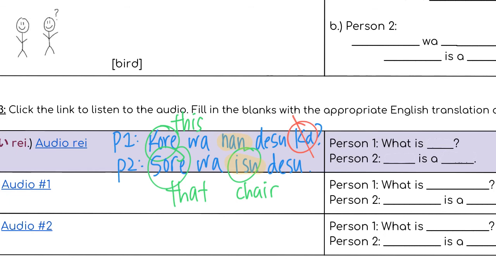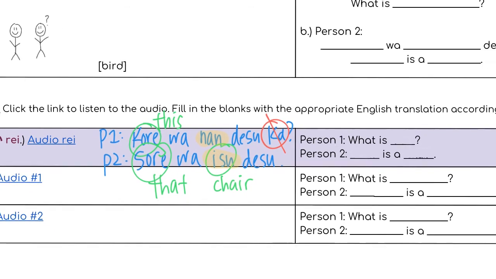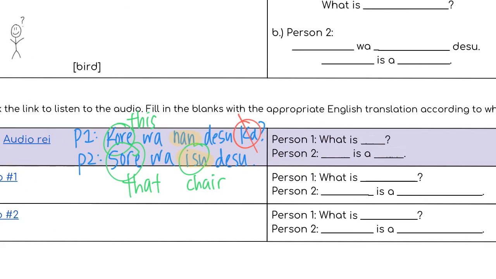Okay, so let's go to the English translation now. これは何ですか? What is this? And then person 2 says, それは椅子です. So that is a chair.